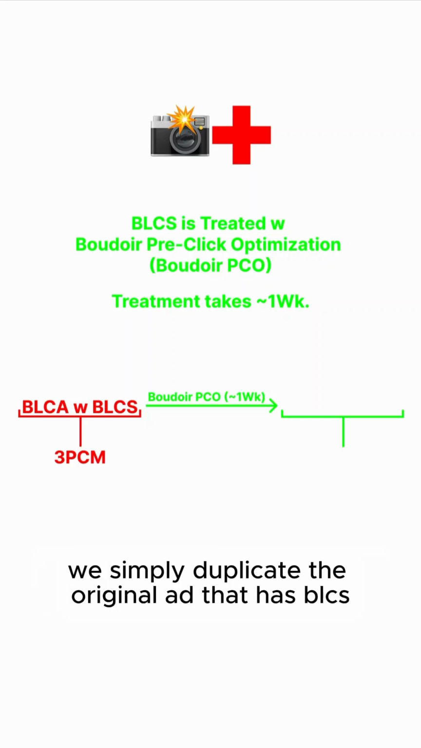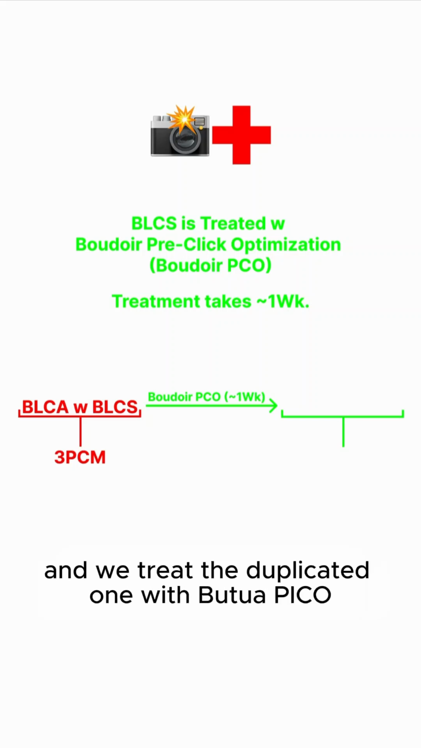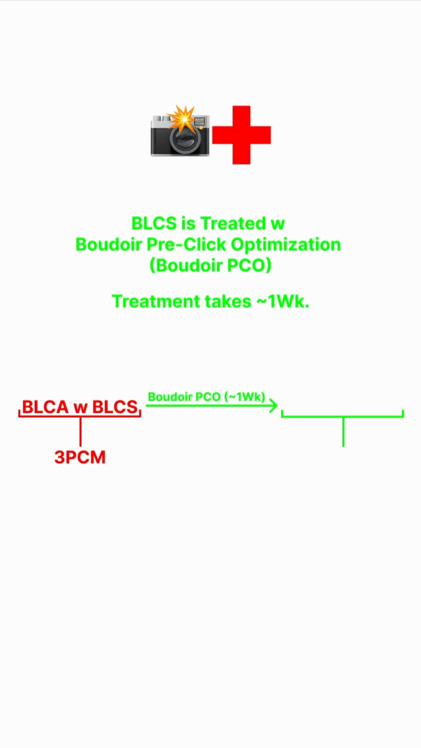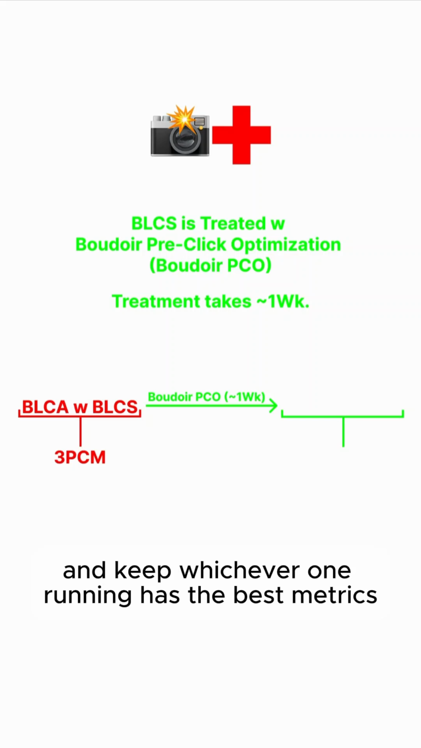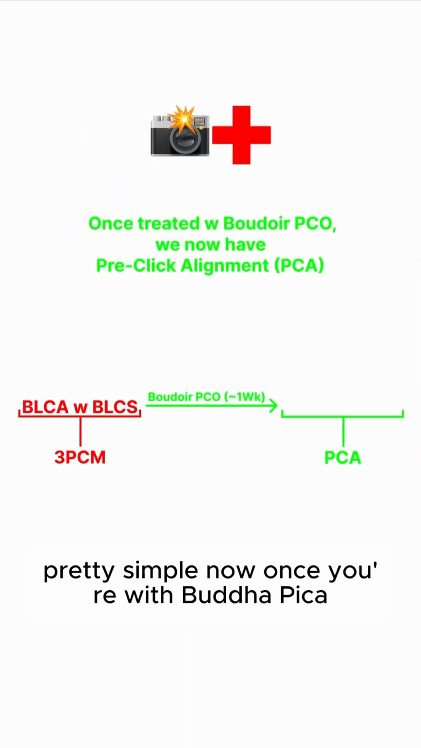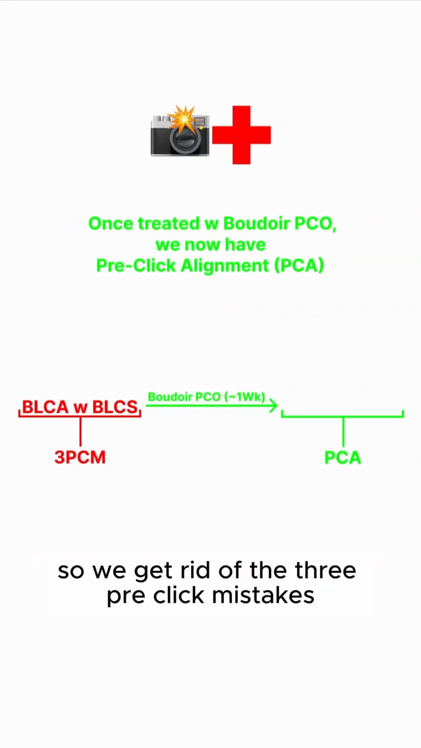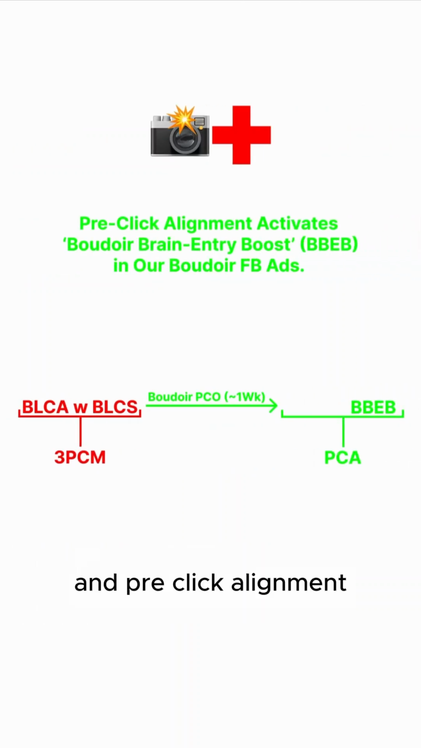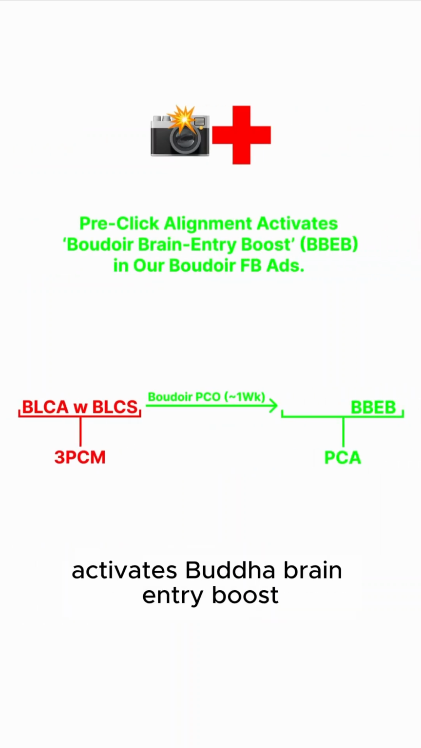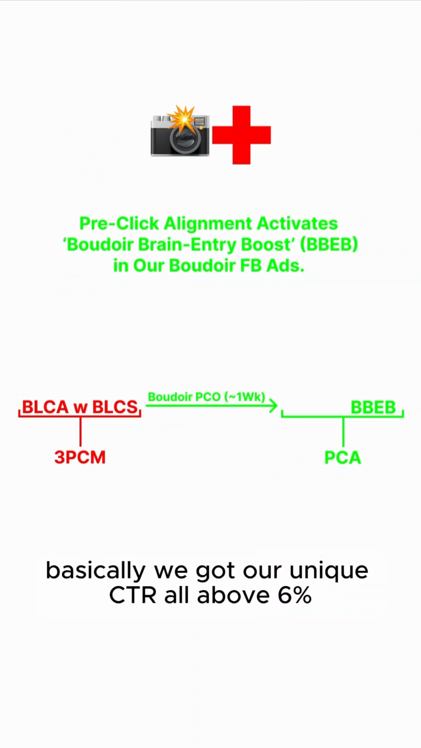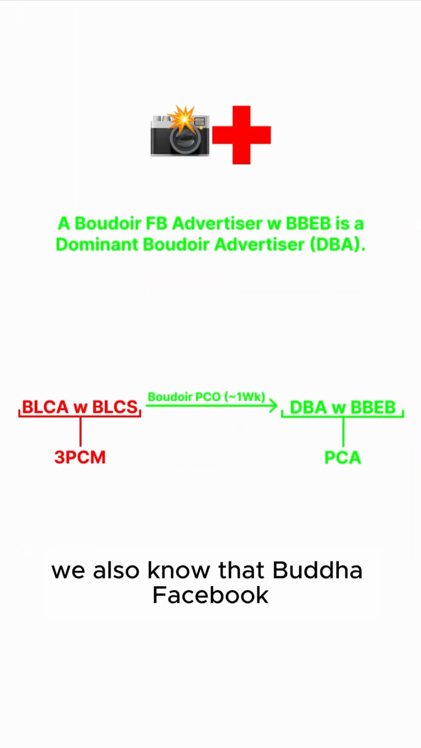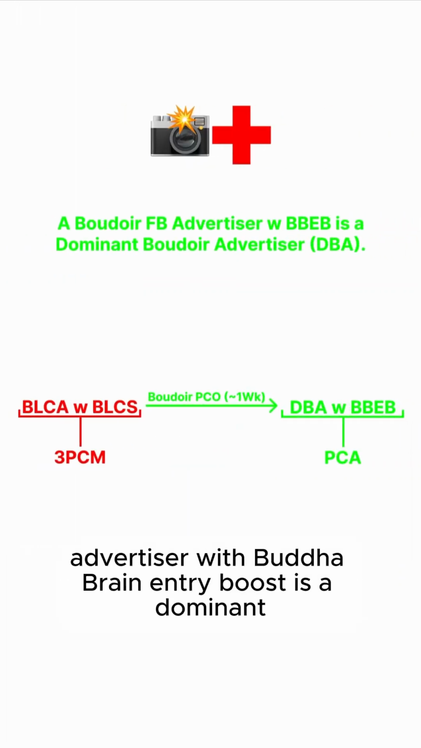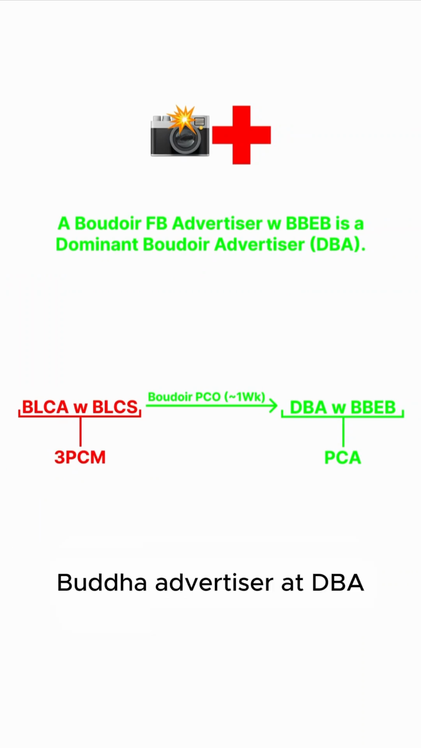We simply duplicate the original ad that has BLCS, and we treat the duplicated one with Boudoir Pico, run them in parallel, and keep whichever one running has the best metrics. Pretty simple. Now, once treated with Boudoir Pico, we now have pre-click alignment, PCA. So we get rid of the 3 pre-click mistakes. We achieve pre-click alignment. And pre-click alignment activates Boudoir brain entry boost in our Boudoir Facebook ads. Basically, we got our unique CTR all above 6%.